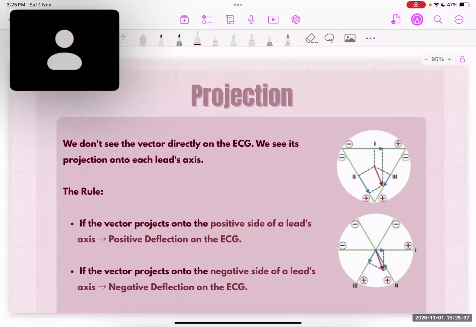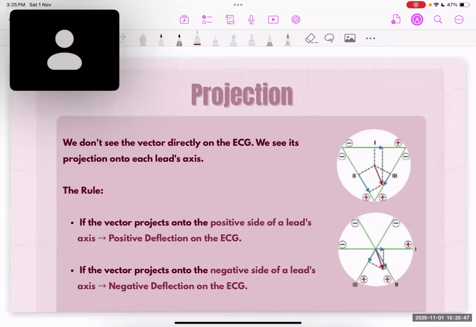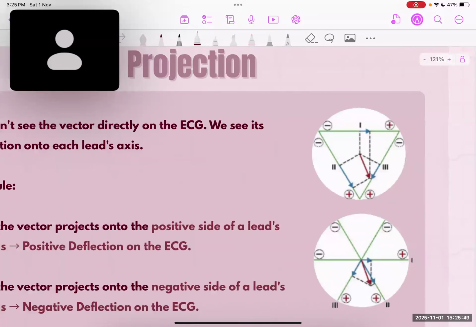Now, projection. We don't directly see this cardiac vector on the ECG. What we see is the projection onto each of the leads' axis. So basically, let's just take one of the leads here. We have lead 1 here. This is our cardiac axis. You're not going to see this in the ECG. You're going to see this one. You make a perpendicular line, and you make an arrow. This arrow is the thing that you're going to see in the ECG. It points towards the positive direction, so it's going to be a positive deflection.